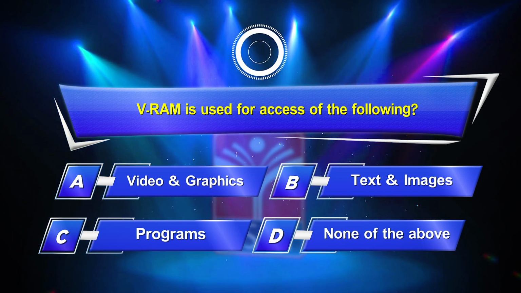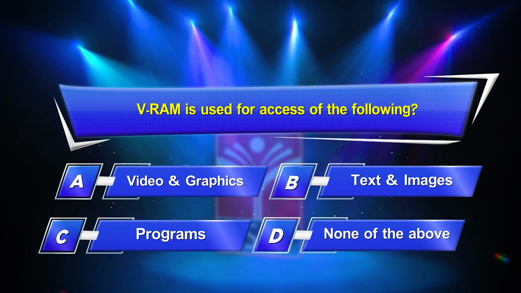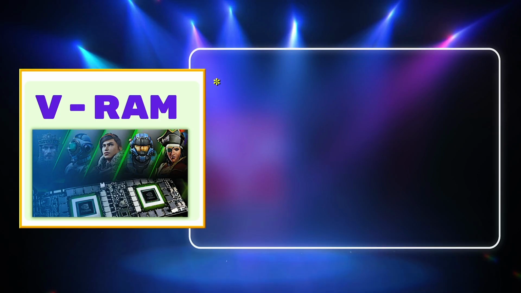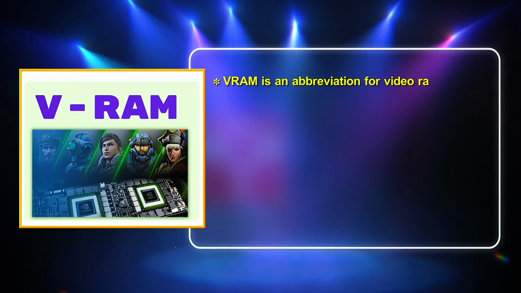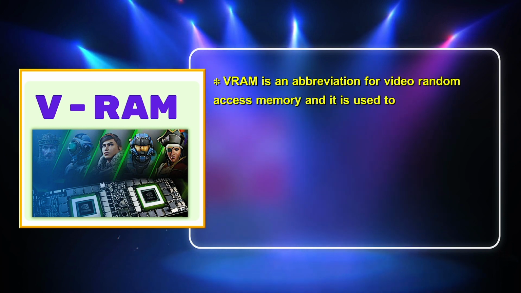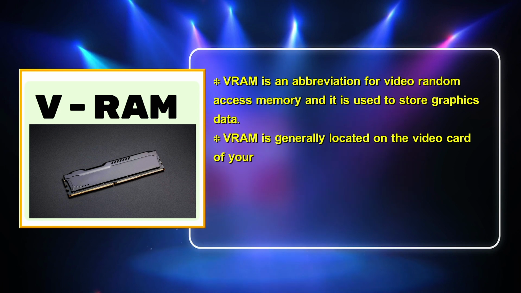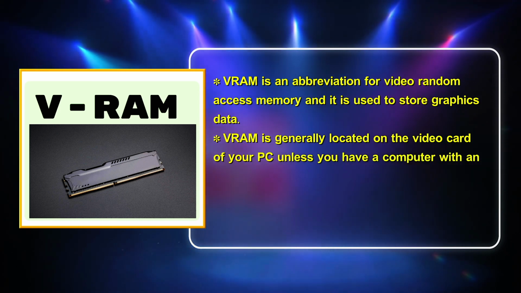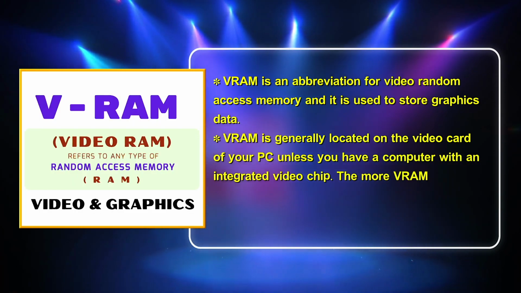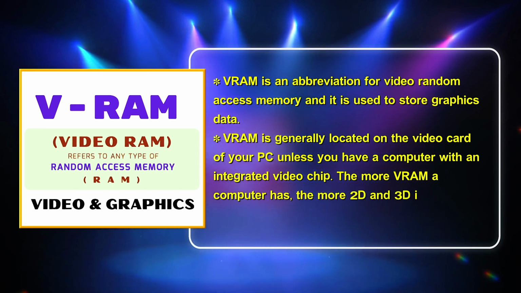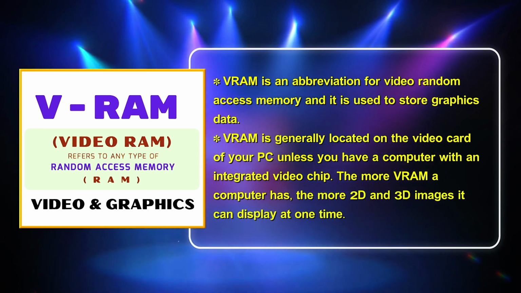The correct answer is Option A, video and graphics. VRAM is an abbreviation for Video Random Access Memory and it is used to store graphics data. VRAM is generally located on the video card of your PC unless you have a computer with an integrated video chip. The more VRAM a computer has, the more 2D and 3D images it can display at one time.